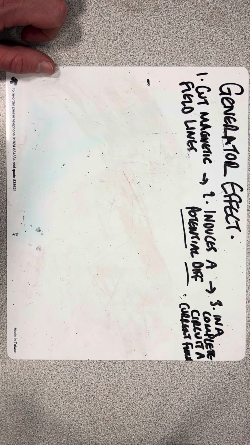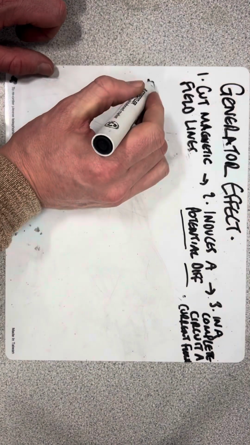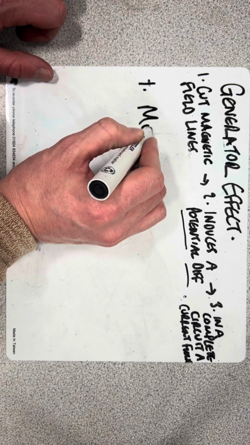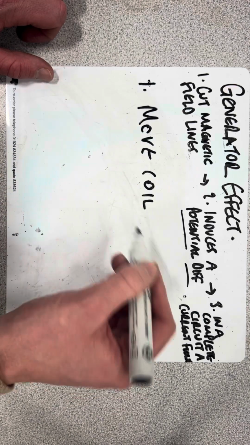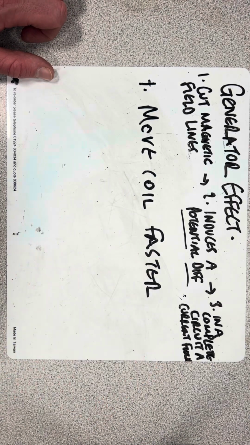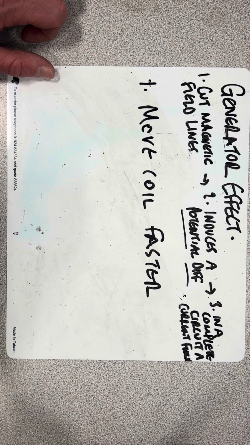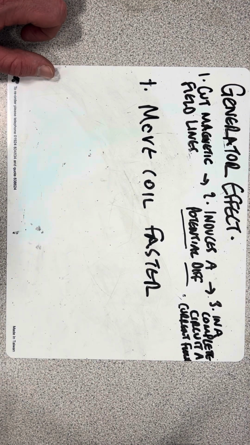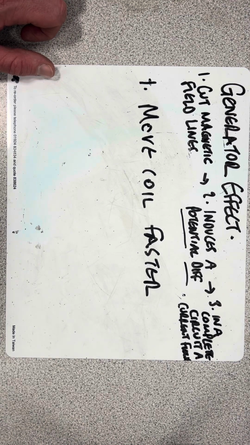But we need to also know how we can increase the potential difference that we're going to induce. So the two things you can do are move the coil or the wire or the conductor faster. Because if you move it faster, what you're going to do is cut more field lines per second. And if you cut more field lines per second, you're going to induce a larger potential difference. And then a larger current will flow if it's part of a complete circuit.